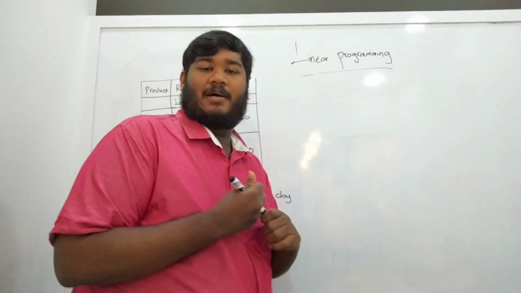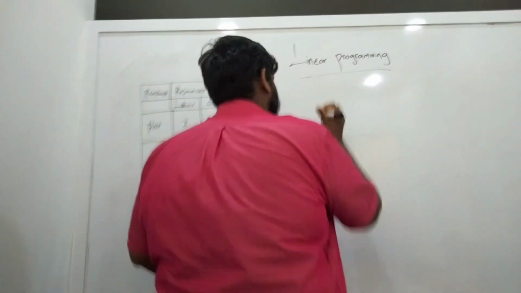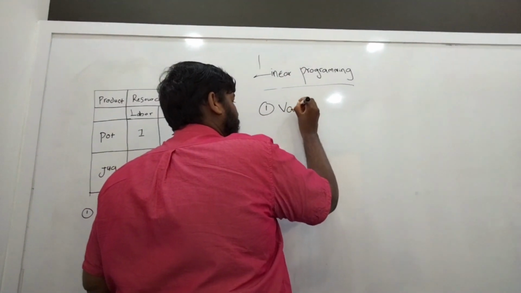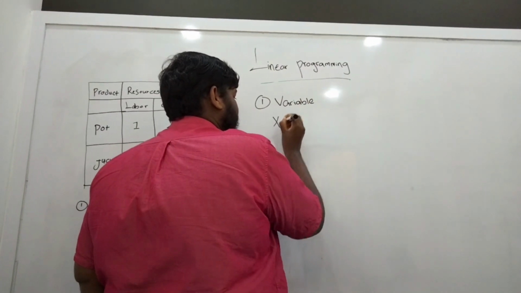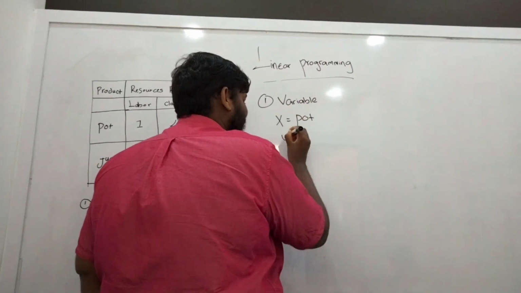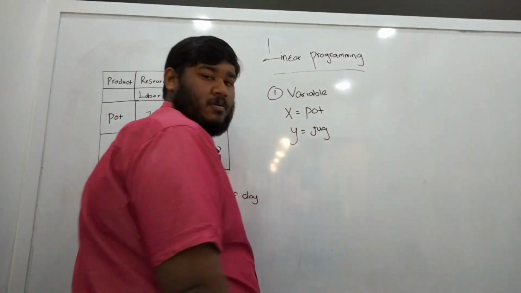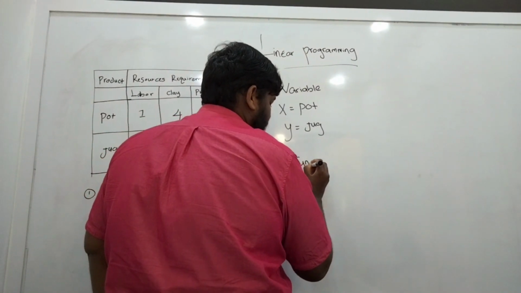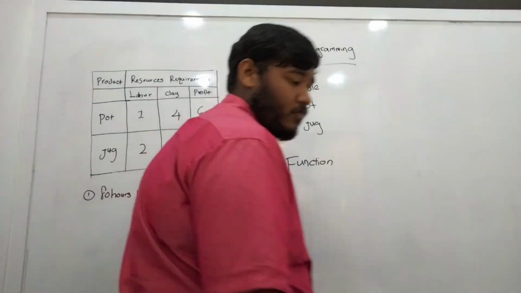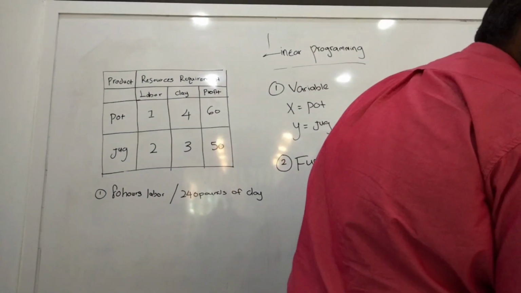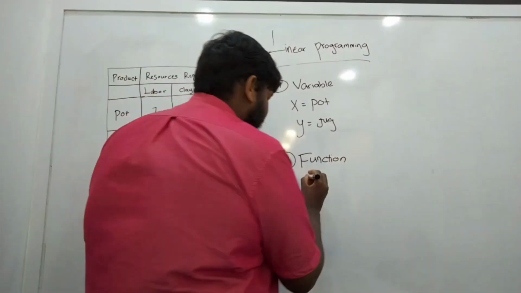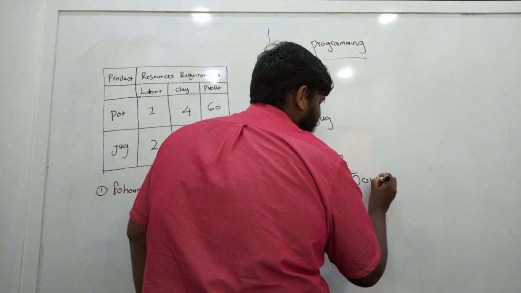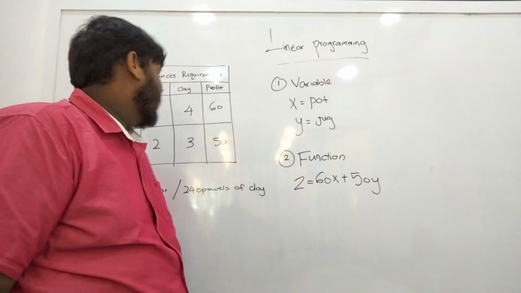The first one, we want to find the variable. X variable is pot and the Y variable is jug. The second one, we want to find the function of this program in linear programming. We want to find the profit, so Z equals 60x plus 50y. This is the function for this table.